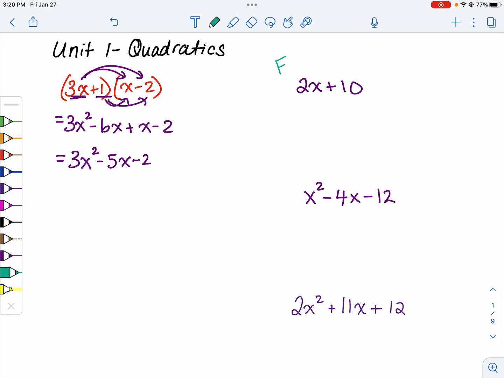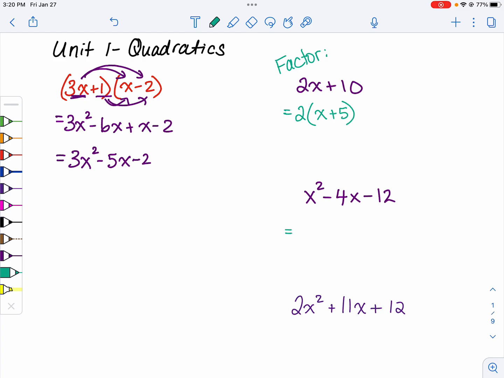And in this column, we're going to factor. So this first one is just a common factor. So both terms are divisible by 2, so we'll factor out a 2, and it'll become x plus 5.